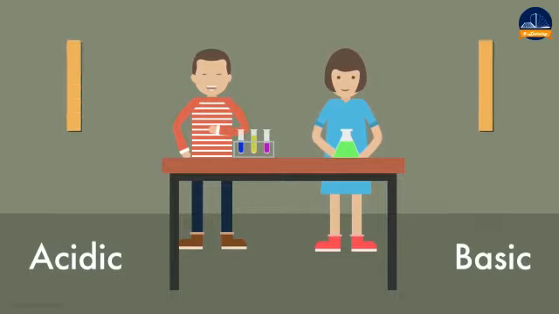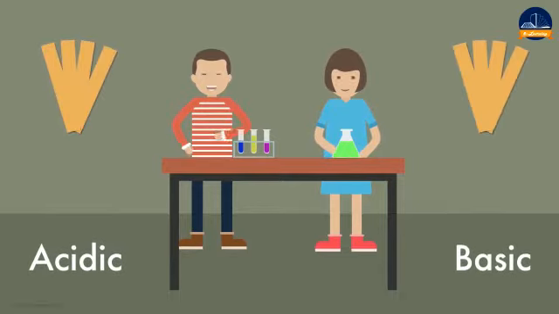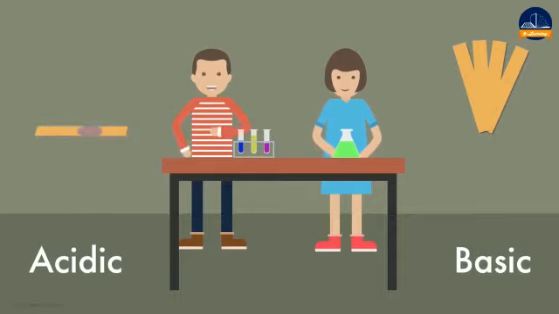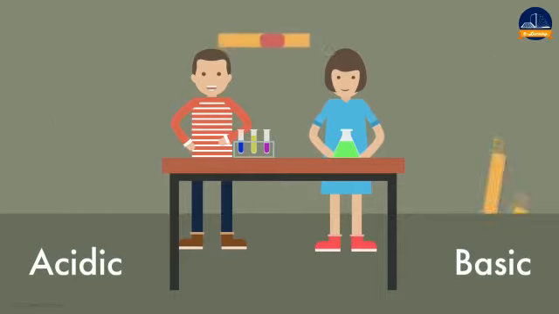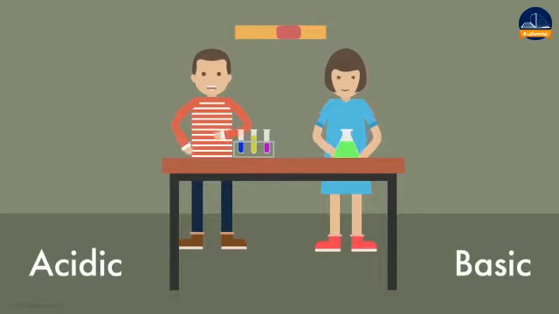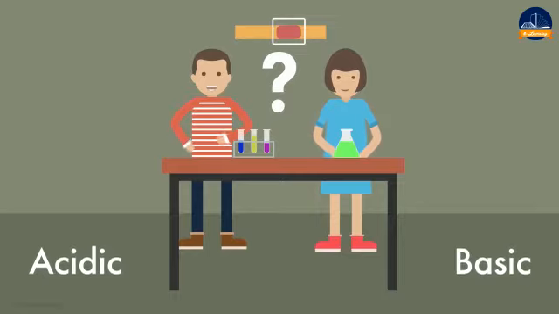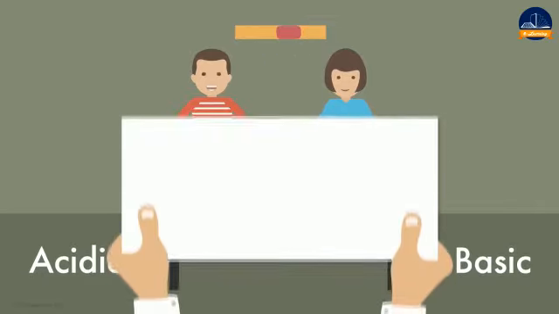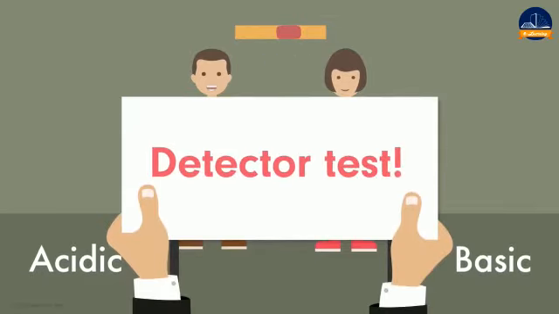Their science teacher handed them some yellow color paper strips, and before she could return to guide them, Anik had already dropped a few drops of some solution on it, and to his surprise, the paper turned bright red. Both of them were confused with this magic. How did the paper turn red? The teacher told them that they had performed one of the detector tests.